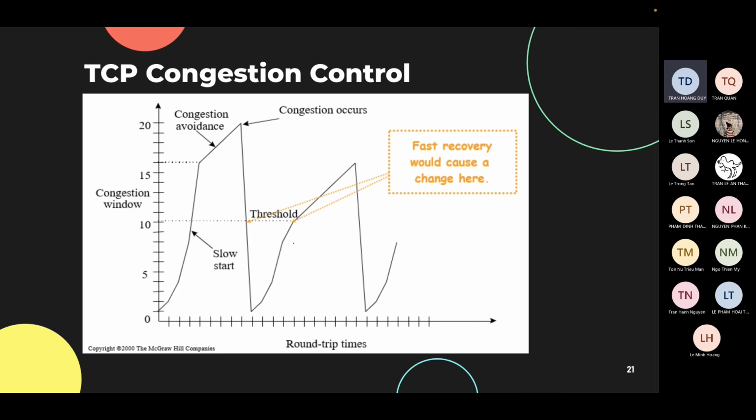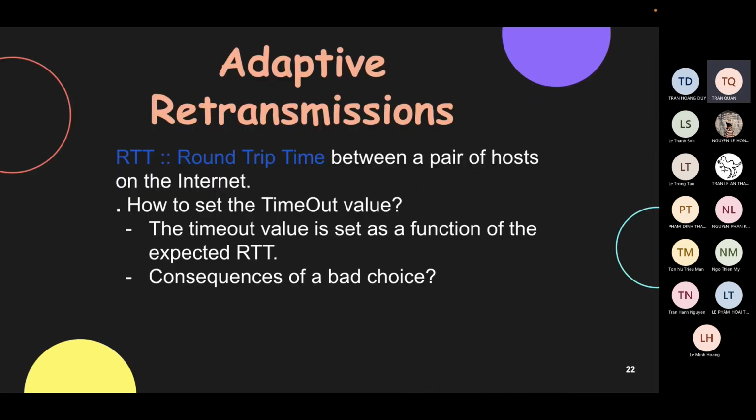So here's again the TCP congestion control, how it works. And in this slide, fast recovery would cause a change here. Let's move on to adaptive retransmission. RTT is the round trip time between a pair of hosts on the internet. So how to set the timer value? The timer value is set as a function of the expected RTT, and a bad choice has consequences.